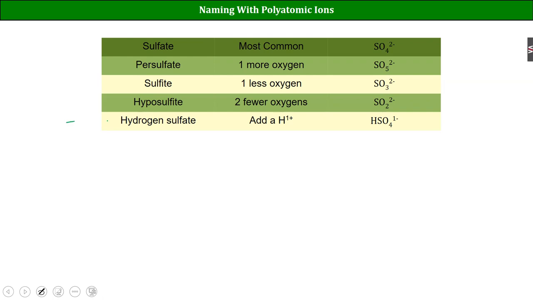And then the other way that these get tweaked a little bit is by adding an H plus ion to something. Basically, you can add an H plus ion to any of those polyatomics and it changes the charge by one because you just added something with a plus one charge to it. So hydrogen sulfate is sulfate, but with an H plus stuck on the front. Hydrogen carbonate is carbonate, but with an H plus stuck on the front.